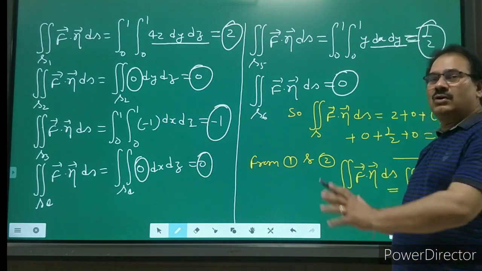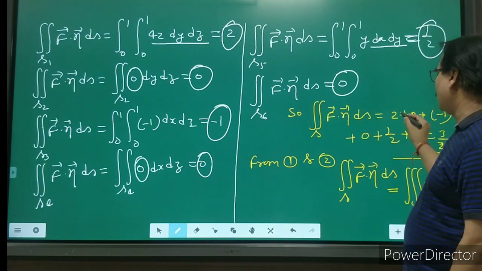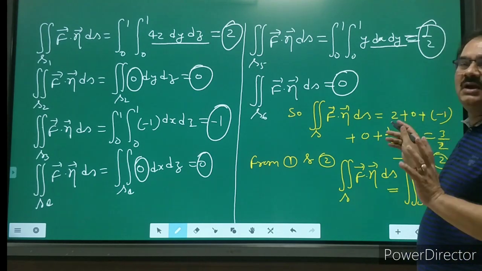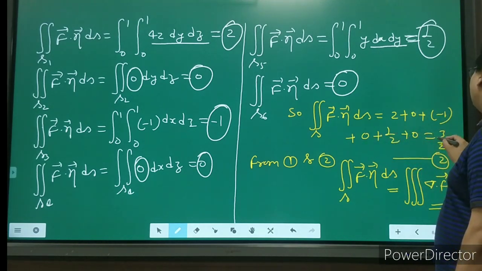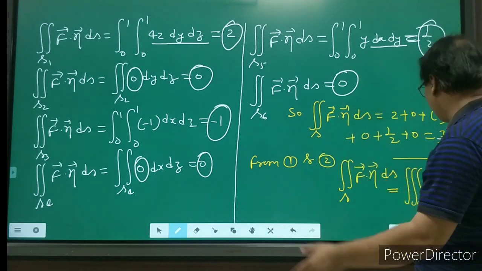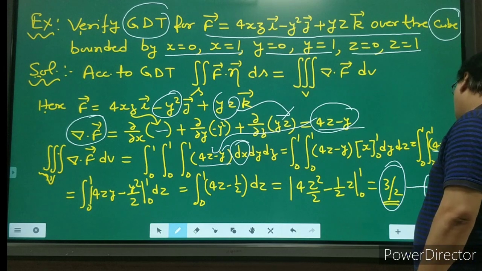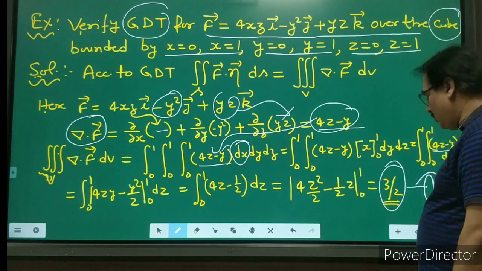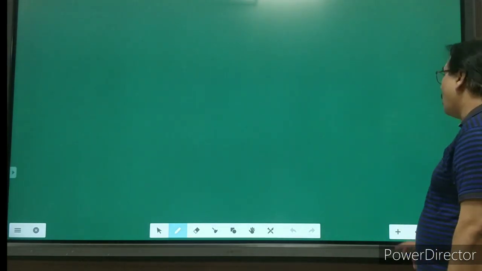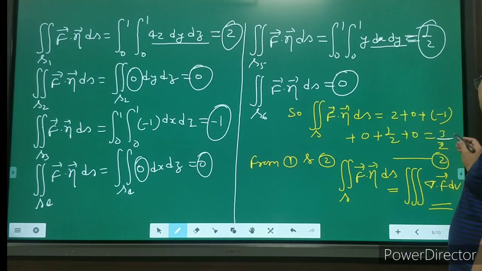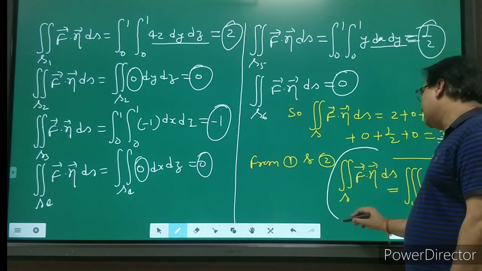Now, in a nutshell, the last step will be: the integral of f dot eta ds is equal to, you have to write here every value of the individual surfaces. So 2 plus 0 plus minus 1 plus 0 plus half plus 0, and the result is 3 by 2. Just look at the previous case, this value, this is equation number 1. So the volume integral is 3 by 2, and after the computational procedure, you got this surface integral also 3 by 2.